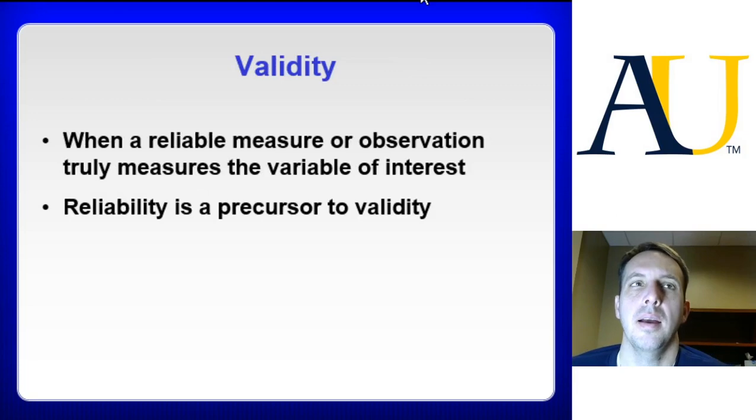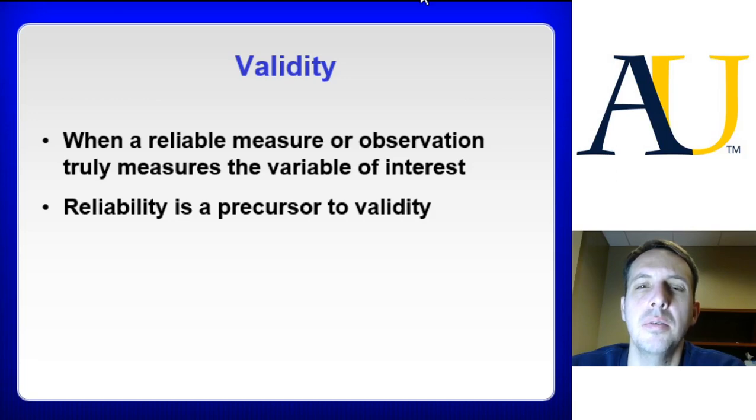Validity, then, now is the ability of the measure to assess the variable of interest. So basically, for a test to be valid, it has to actually measure what it says it's measuring. So if we say that it's measuring strength, the measure actually has to be able to measure strength, not necessarily muscular endurance or muscular power, different components like that.